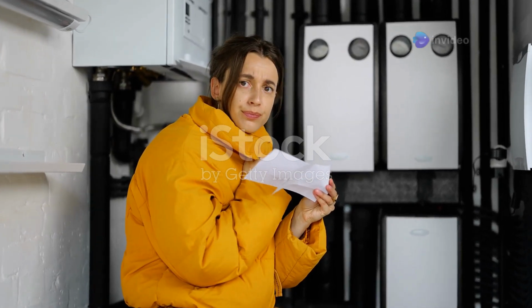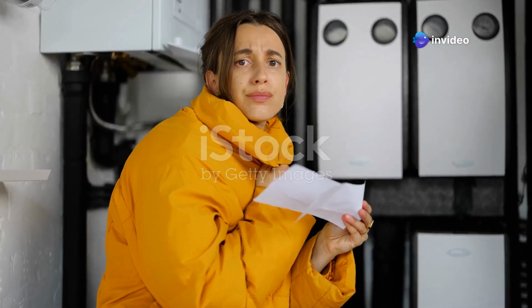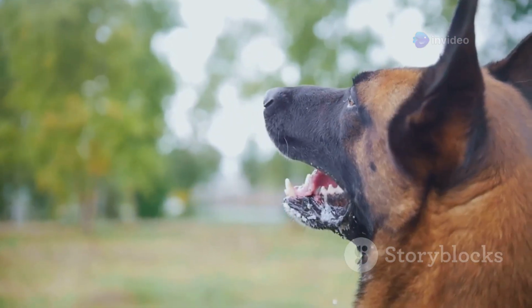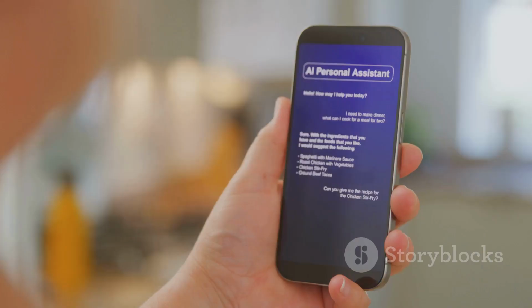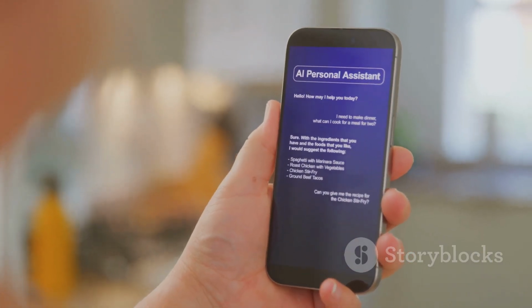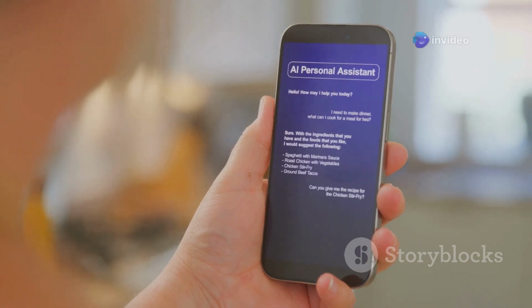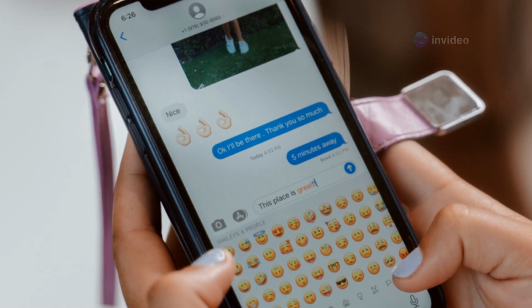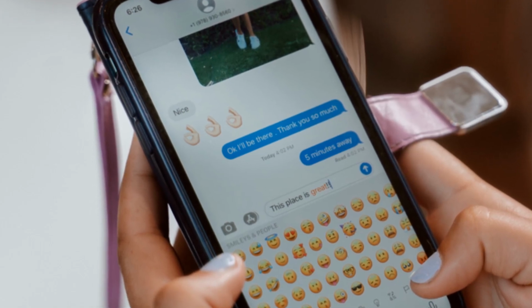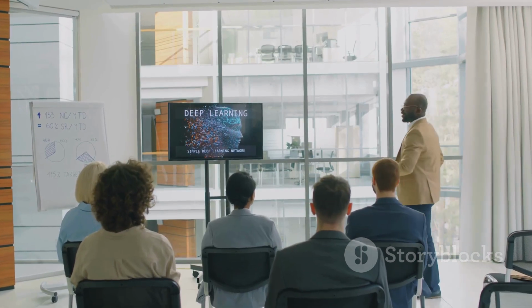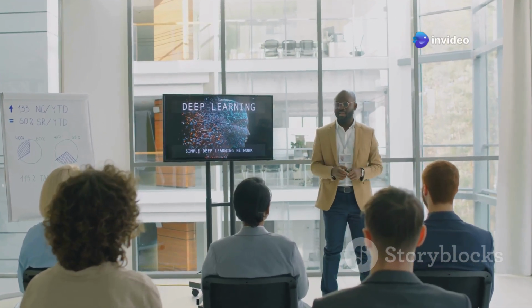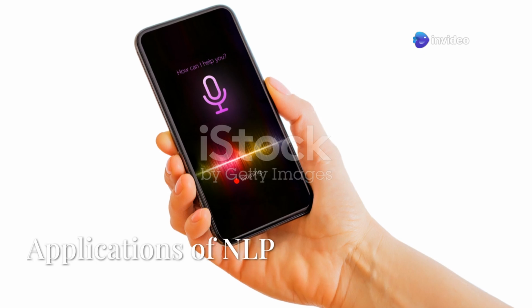Despite all its power, NLP still faces a few challenges. First, there's ambiguity. Take the word bark. It could mean the sound a dog makes, or it could be the outer covering of a tree. Context is key, but computers sometimes struggle with these subtleties. Then there's sarcasm. How do you know when someone is joking or being sarcastic in a text? Well, NLP systems aren't great at picking up on sarcasm yet. And finally, bias. Just like how people may have unconscious biases, machines can also learn from biased data, leading to unfair outcomes.